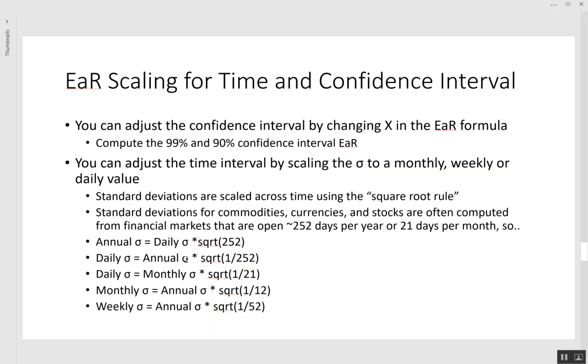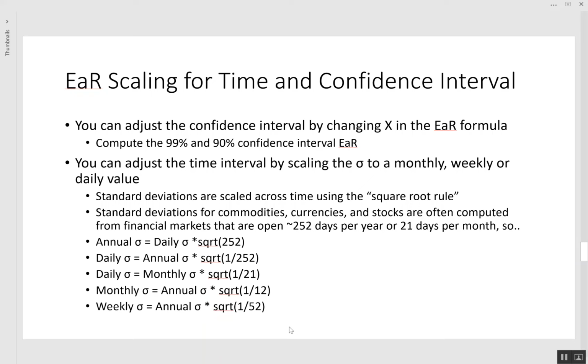If you have annual and you want to get daily, multiply times the square root of 1 over 252. If you have monthly and you're trying to get daily, multiply the monthly times the square root of 1 over 21. If you have annual and you want monthly, multiply times the square root of 1 over 12. And for weekly, 1 over 52. This is important because this is going to allow us to actually calculate an EAR for any time interval.